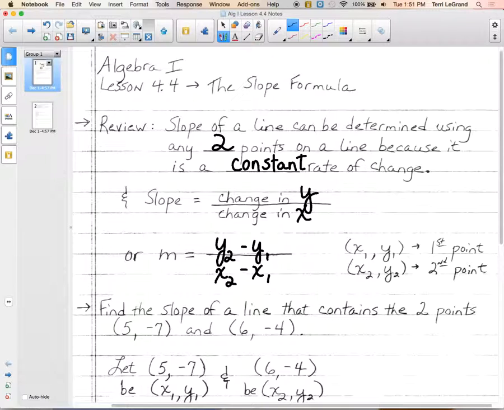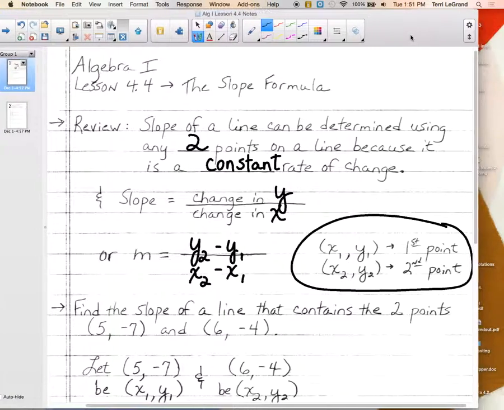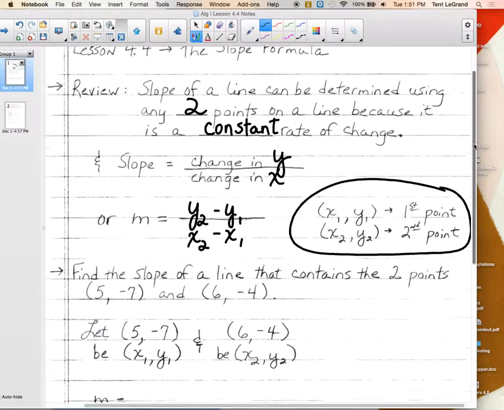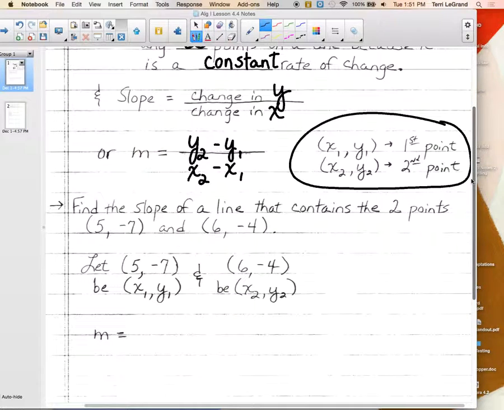So you can see over here I have written, just a way to show, it's just notation. X sub 1, y sub 1 means the x and the y value from your first point. X sub 2, y sub 2, the x and y value from your second point. Doesn't matter which one you call the first point or which one you call the second point, you will get the same results. So let's find the slope of a line that contains these 2 points.